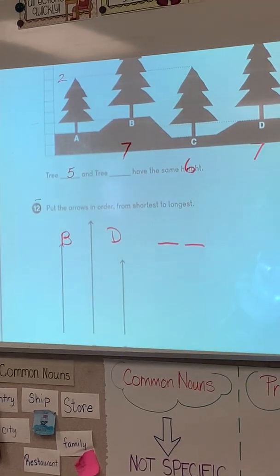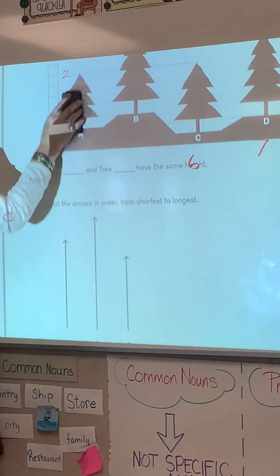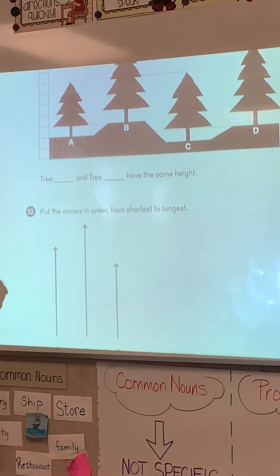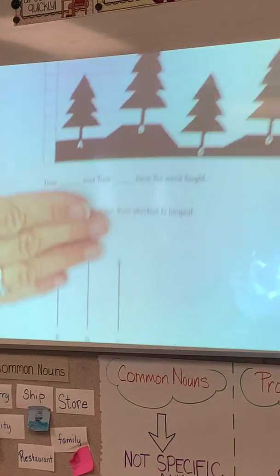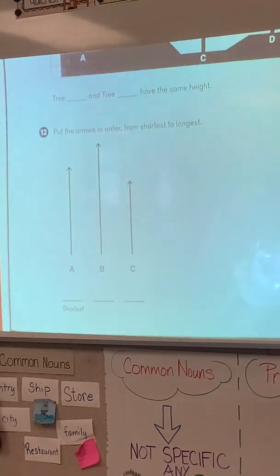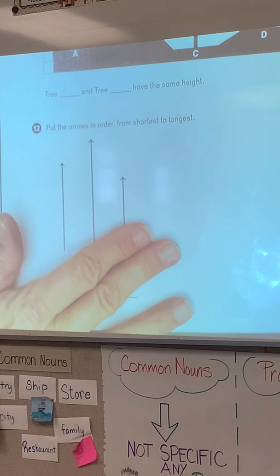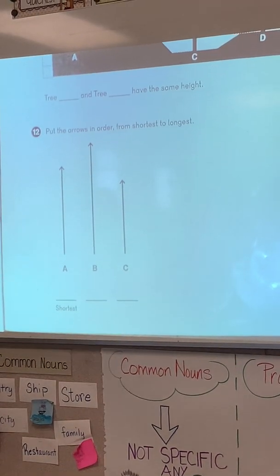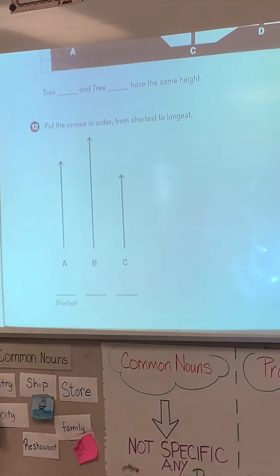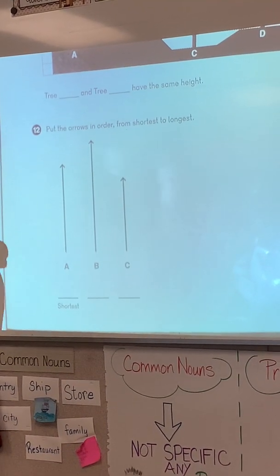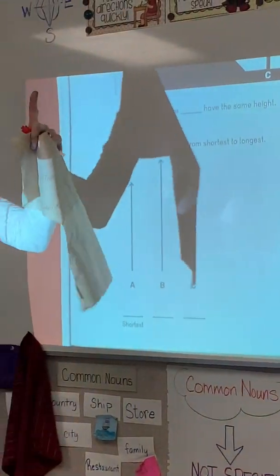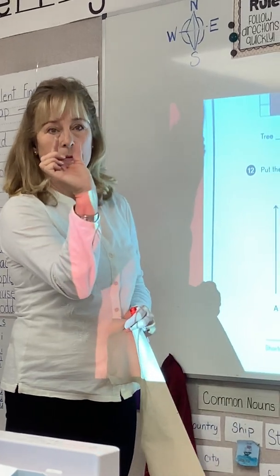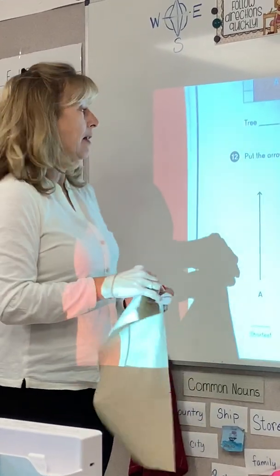I need my eraser. Let's erase this so we don't get confused. And here is number 12. Oh, it's not all the way on there, is it? Number 12. Put the arrows in order from shortest to longest. Okay, we have our trusty paper towel measuring tape. We need to know which one is the shortest to go in order of shortest to the longest. They want the shortest to be first and the longest to be last.